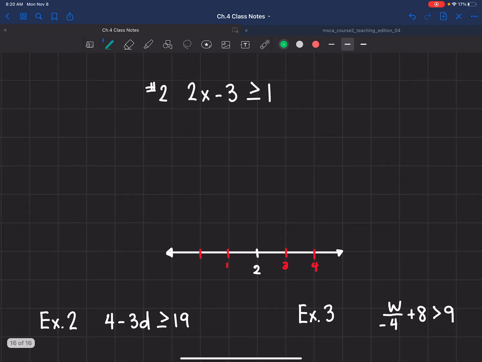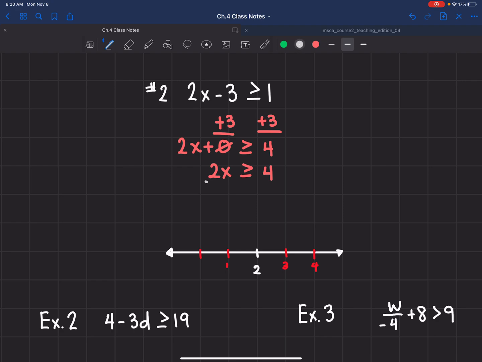Alright, here's number 2. What you want to do to both sides is, you guessed it, you add 3 because we see subtract 3, right? Just like solving equations. So this is 0 greater than or equal to 4. Bring down the 2x plus 0. So now we have 2x is greater than or equal to 4.